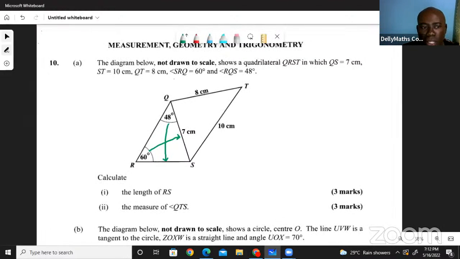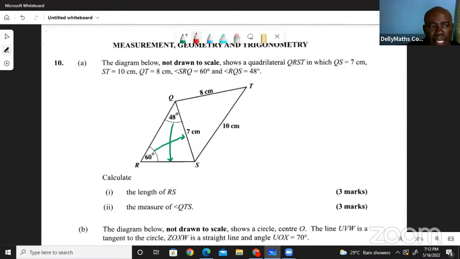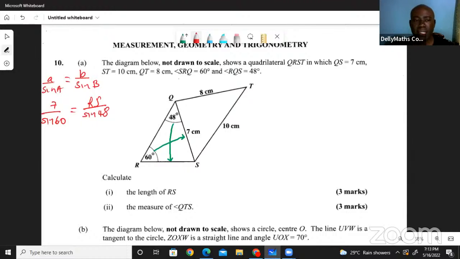So let us just put it to the left here. The sine rule says that A over sine A is equal to B over sine B. So in this regard, I'm going to say 7 over the sine of 60 degrees is equal to RS over the sine of 48. That's the setup. Look at the arrows, follow the arrows, the sine rule.